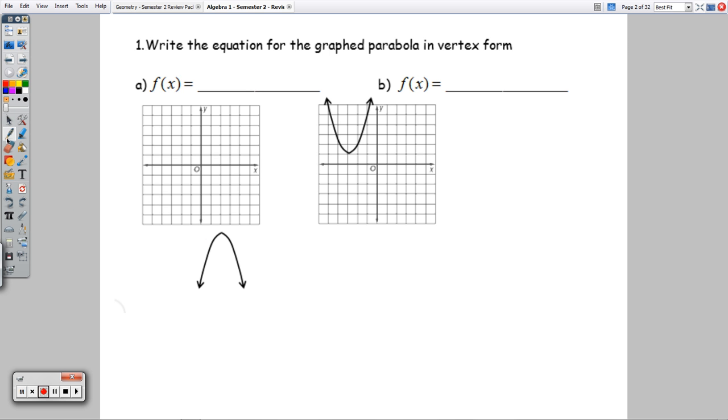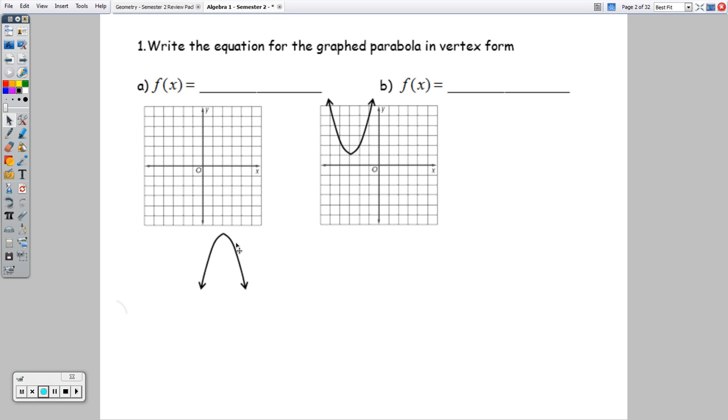And starting with number 1, it looks like there's an issue here. I don't think, nope, that's just like that. So on your picture, it should look like this. So starting right here, and you got more points there, and you got more points there and there. So number 1, we're trying to get the equation for that parabola in vertex form.